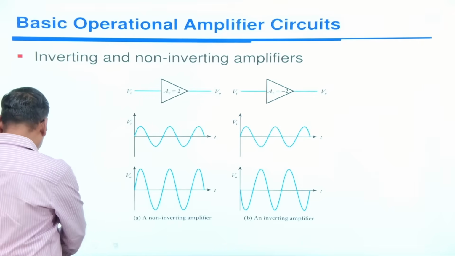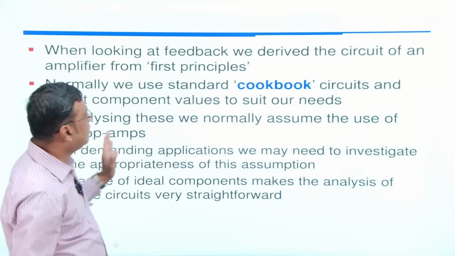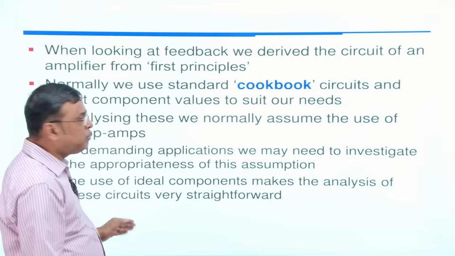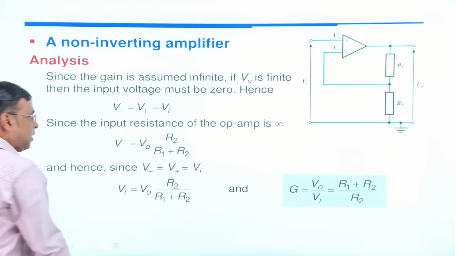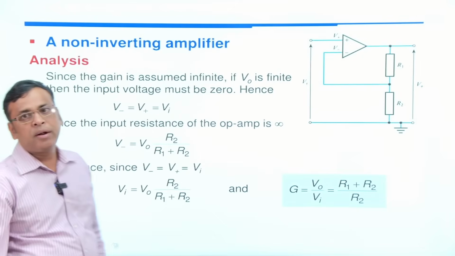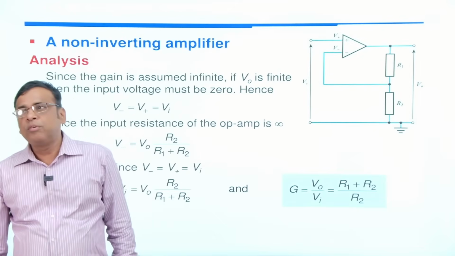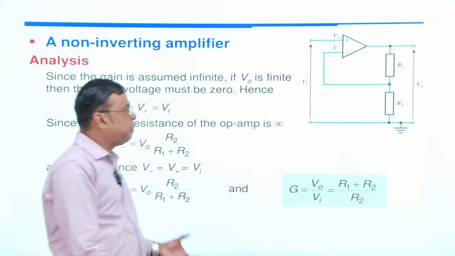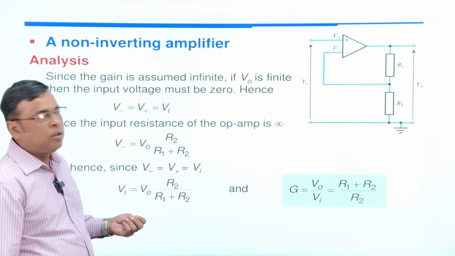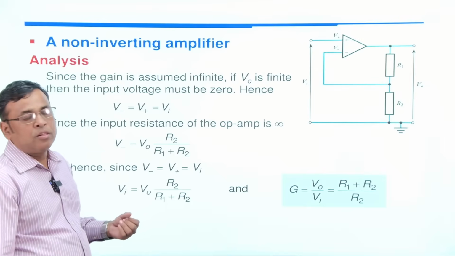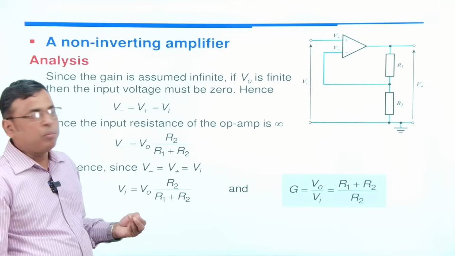Next, these are some principles of the operational amplifier. How to design an electronic circuit with the help of a cookbook? A cookbook means a design book which contains the specifications of different electronic components. Using the cookbook we can find out the specifications of the electronic equipment.